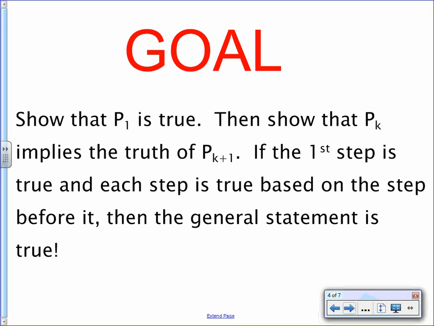Then we need to show that by plugging in k, P of k. That just means change your n's to k's. Show that P of k is going to make the next one true, so P of k to k plus 1.